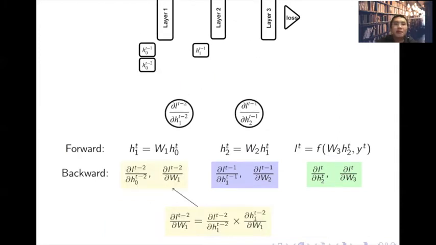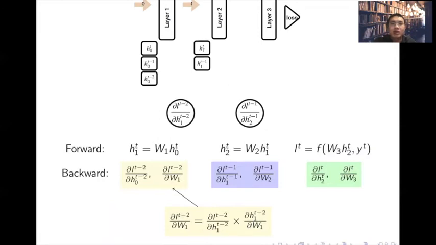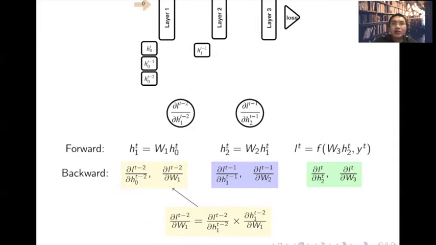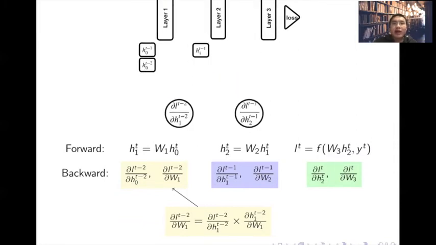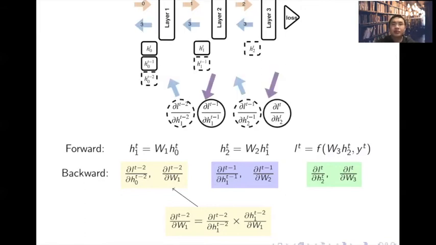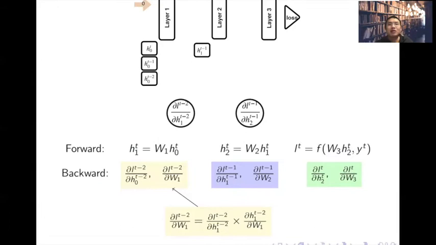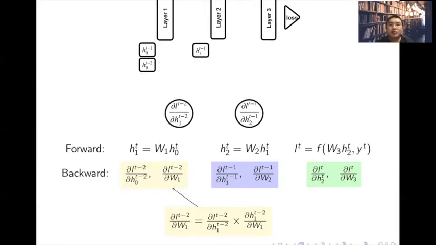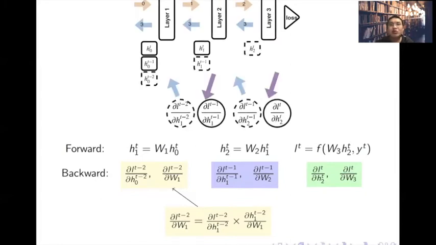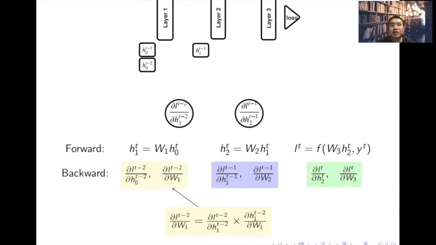Similarly, in layer 1, it just needs to use the results ∂L^{t-2}/∂H1^{t-2} from layer 2 in the previous time step, and compute gradients using the samples from time step t-2. In this way, layer 1, layer 2, and layer 3 are computing gradients using samples from different time steps, and they are independent from each other at time step t.